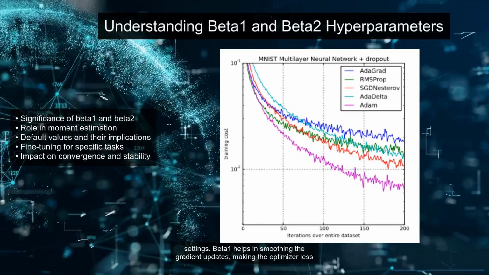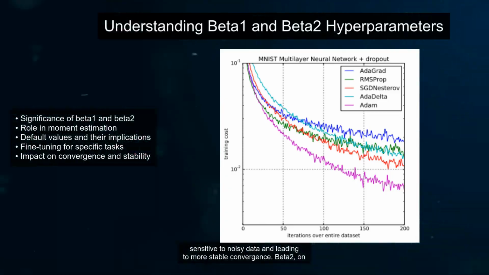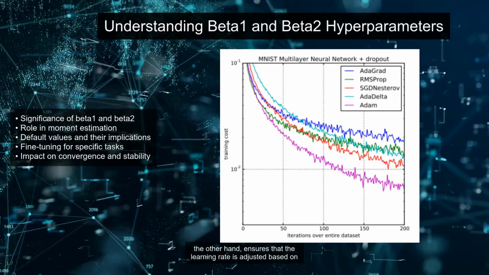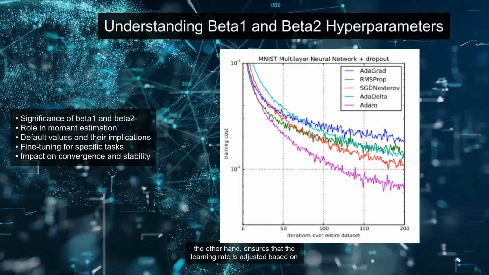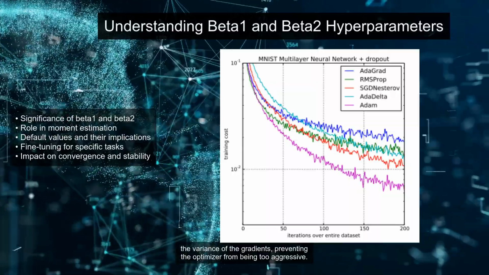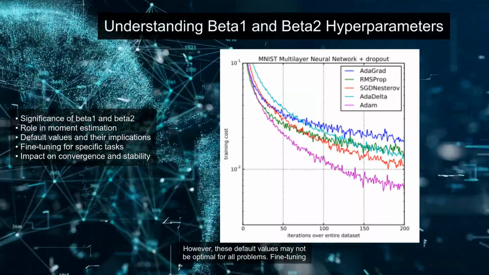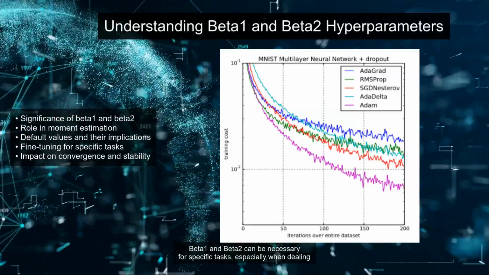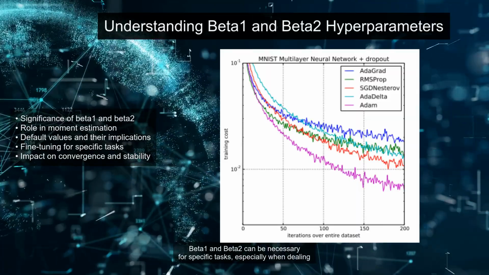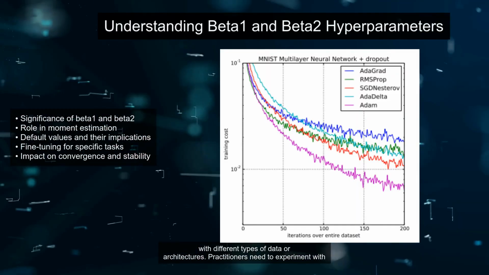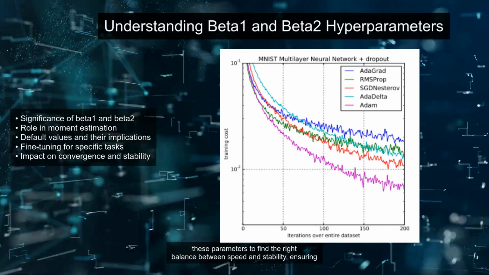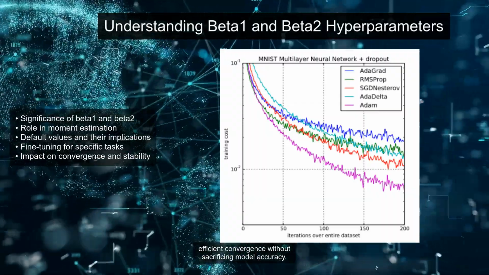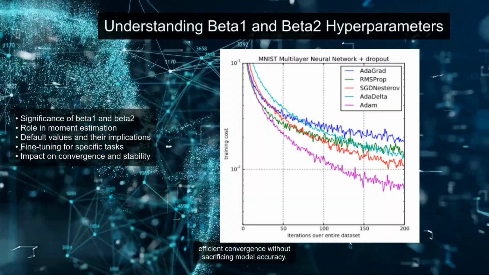Beta 1 helps in smoothing the gradient updates, making the optimizer less sensitive to noisy data and leading to more stable convergence. Beta 2, on the other hand, ensures that the learning rate is adjusted based on the variance of the gradients, preventing the optimizer from being too aggressive. However, these default values may not be optimal for all problems. Fine-tuning Beta 1 and Beta 2 can be necessary for specific tasks, especially when dealing with different types of data or architectures. Practitioners need to experiment with these parameters to find the right balance between speed and stability, ensuring efficient convergence without sacrificing model accuracy.